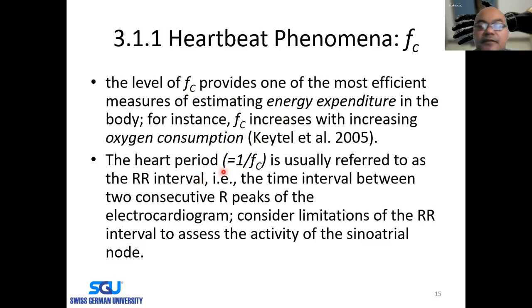So the heart period, which equals 1 over FC, the inverse of FC, usually refers to the RR interval. So this is the interval between the R wave peaks, the time interval between two consecutive R peaks of the electrocardiogram, the ECG. Consider the limitation of the RR interval to assess the activity of the sinoatrial node.